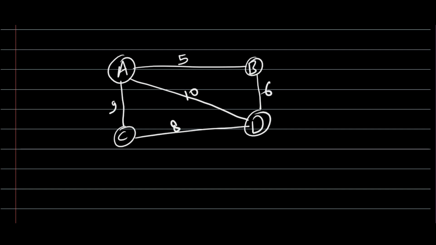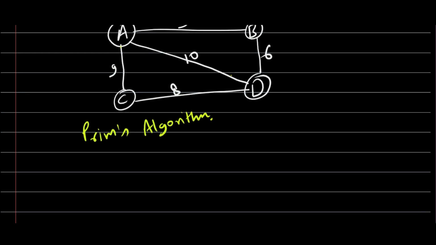So how does this algorithm work? To get the minimum spanning tree, we are using Prim's algorithm. So let's see how this algorithm works. In this algorithm, we first need to take any arbitrary node. So let's suppose I'm taking A here. We take any arbitrary node, and we need a queue. So let's define a queue here.